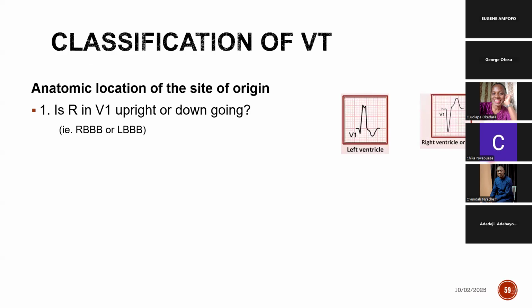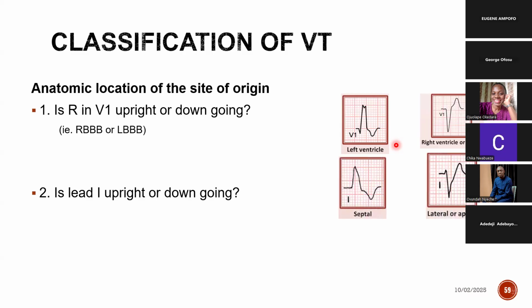Okay, so for the first question, is the R in V1 upright or downgoing? If you have an upright wave in V1, which gives right bundle branch morphology, it's an indication that the site of the VT will be in the left ventricle. And if you have a downgoing or predominantly S wave in V1, it's also an indication that the origin will be in the right ventricle or the septum.